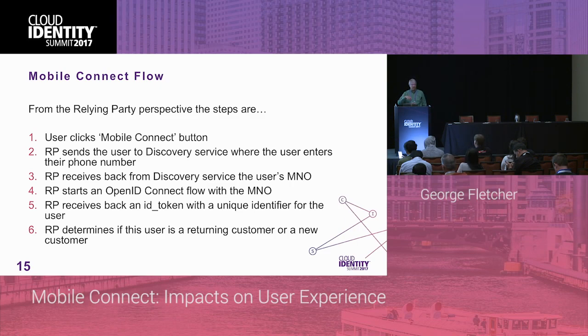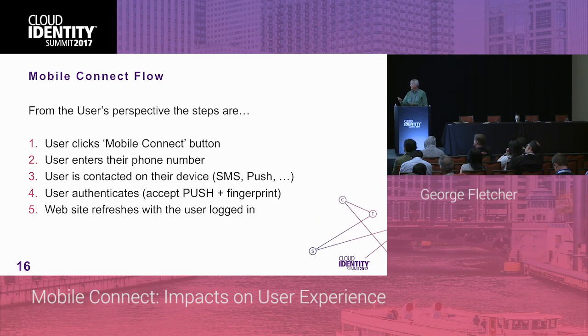The benefit of having the user give their mobile number to the discovery service is that they can then potentially choose in the consent flow of OpenID Connect to not share their mobile number with the relying party. From the user perspective, it's click Mobile Connect, enter your phone number. Hopefully that part can get cached in some way so you don't have to do it every time. Then some level of consent. If this is a new relying party, you do the authentication, the website refreshes, and you're logged in. So that's just ground set for how Mobile Connect works. Hopefully that part's clear.